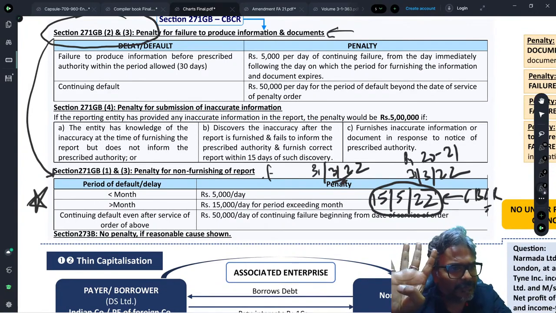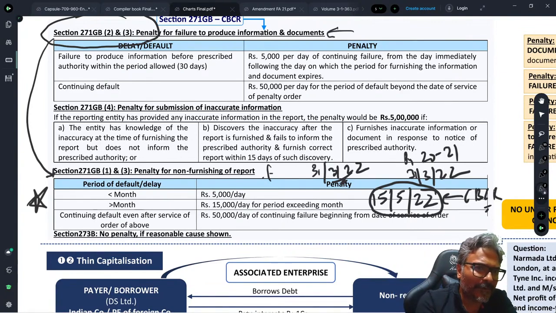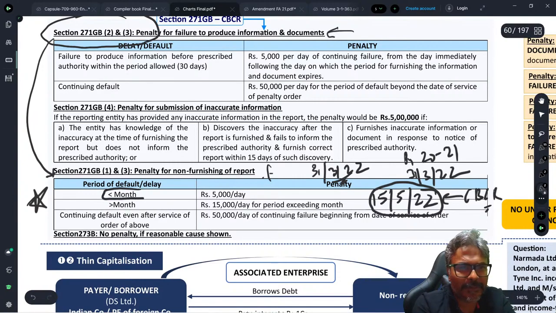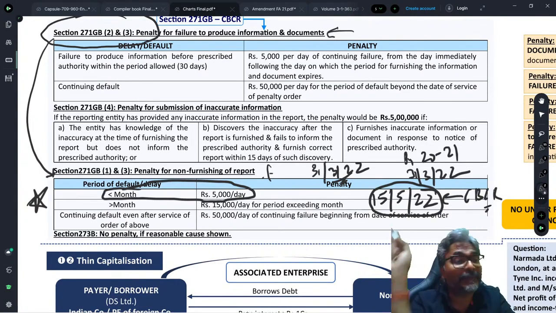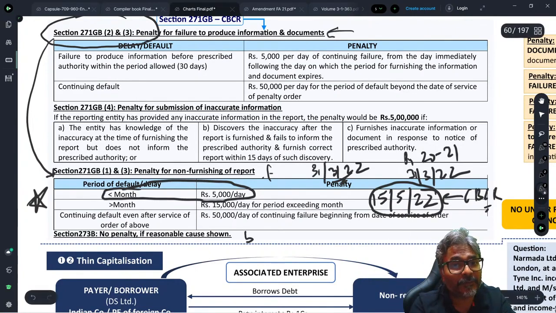The default is for 45 days, students, all of you will agree. Since the default is for 45 days, this is how the penalty would be calculated. Default up to a month, the penalty would be 5,000 rupees per day. In excess of the month, it will be 15,000 rupees per day for the period exceeding the month. How are you supposed to calculate?